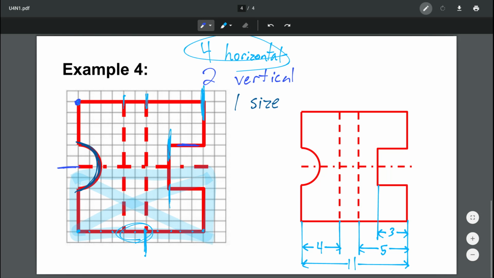Then from the top, I'm going to first dimension the longest dimension, which is to the center. And so the center is 1, 2, 3, 4, 5, 6 away. So I'm going to draw that. And then the second largest is here, which is just 4.